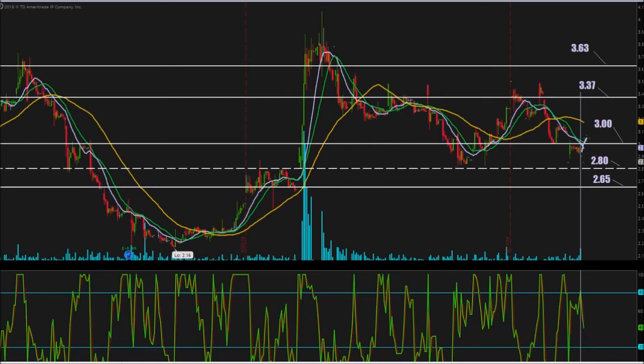But if we break that $3 mark, and we are close to it now, then we'll be above those SMAs, and we'll just have to break above this 50-period average in order to test that 337 area. So not too much work needed to get above those two SMAs, the 13 and the 20. So that's good.